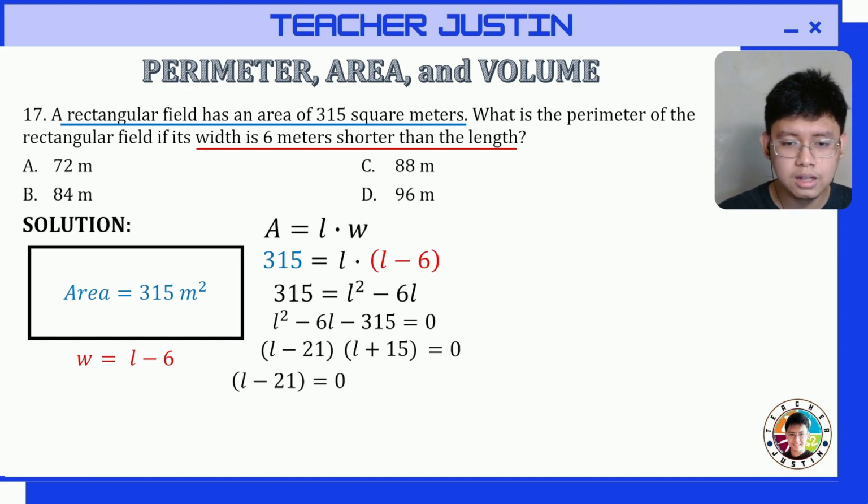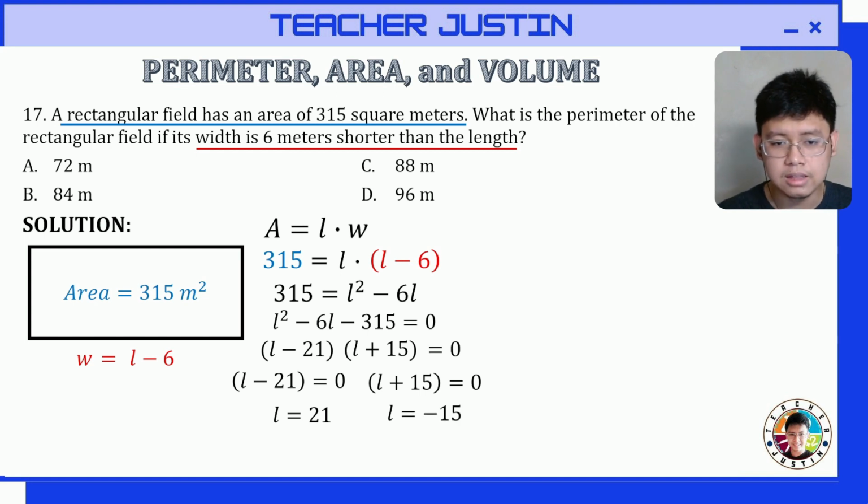So, meron tayong L minus 21 is equal to 0. So, lipat natin si negative 21 sa kabila. L is equal to positive 21. Now, yung kabilang equation natin, L plus 15 is equal to 0. So, lipat natin si 15 sa kabila. That will give us negative 15.